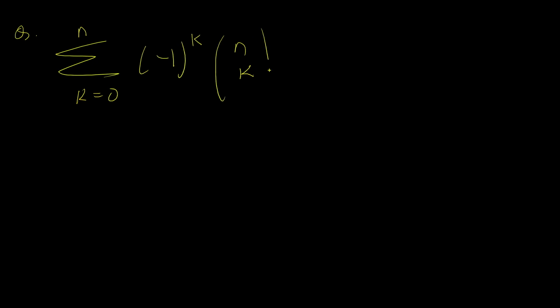Alright, now moving on to the next question. We need to show that the sum from 0 to n, and this time I have minus 1 raised to the power k, times the combination n choose k, is equal to 0. So I think just a hint will be enough for you guys. We again start with the binomial expansion for x plus y.